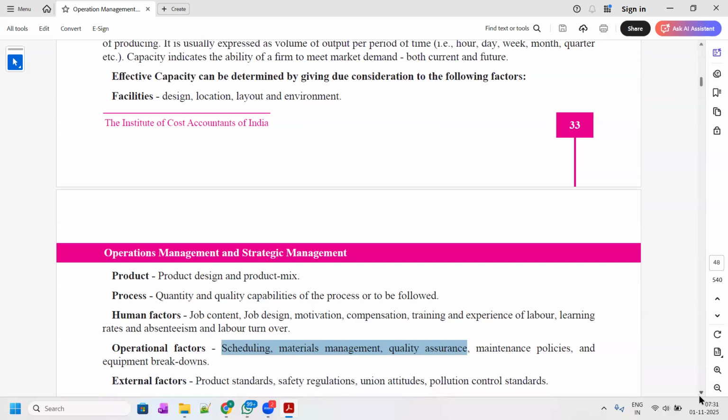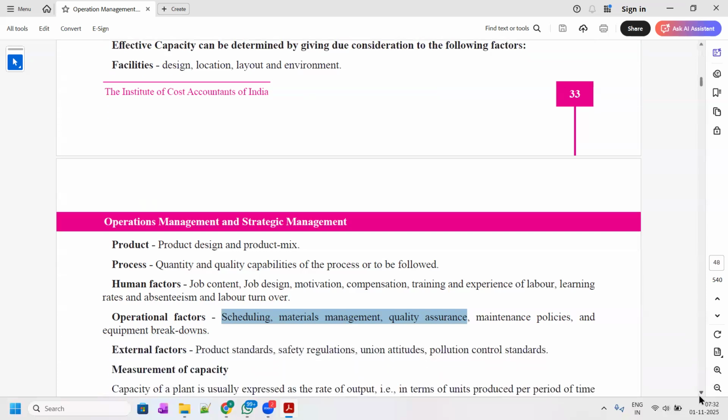Yes, sir. You understood what is meant by capacity? What is capacity? What is capacity planning, Rajshri? Sir, capacity planning is where we produce to meet the customer demand on time.